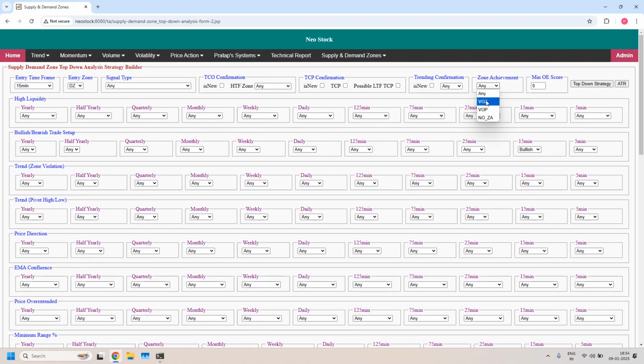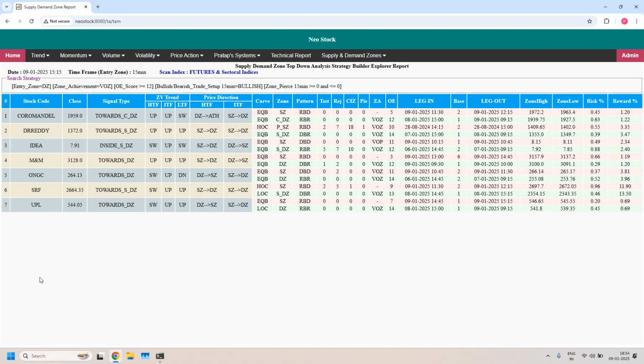Zone achievement violated opposing zone. Minimum odd enhancer score should be minimum 12. So all three filters are applied to 15 minutes demand zone. Now let's filter the stocks. We got 7 stocks. Currently these 7 stocks are supporting bullish trade setup for daily income trade, and entry zone is 15 minutes demand zones. In all these 7 stocks, 15 minutes demand zones, some are already high probability based on high liquidity zones.